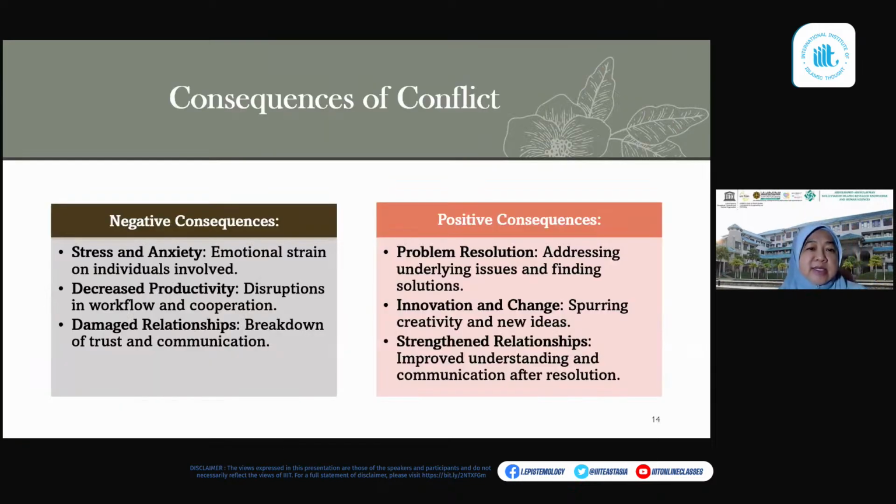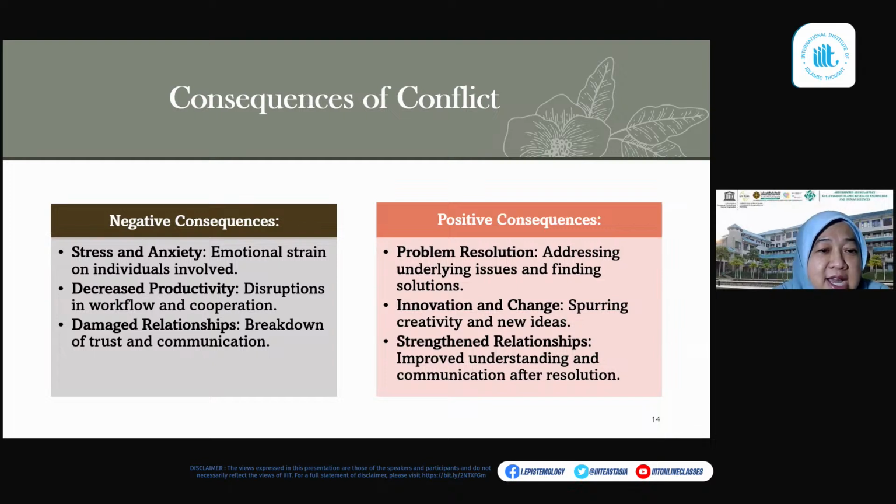And the consequences of conflict can also be seen here. Conflict is normally attached to or led to more negative consequences, but what we don't realize is that conflict can also result in positive consequences, a positive change, through cooperation.